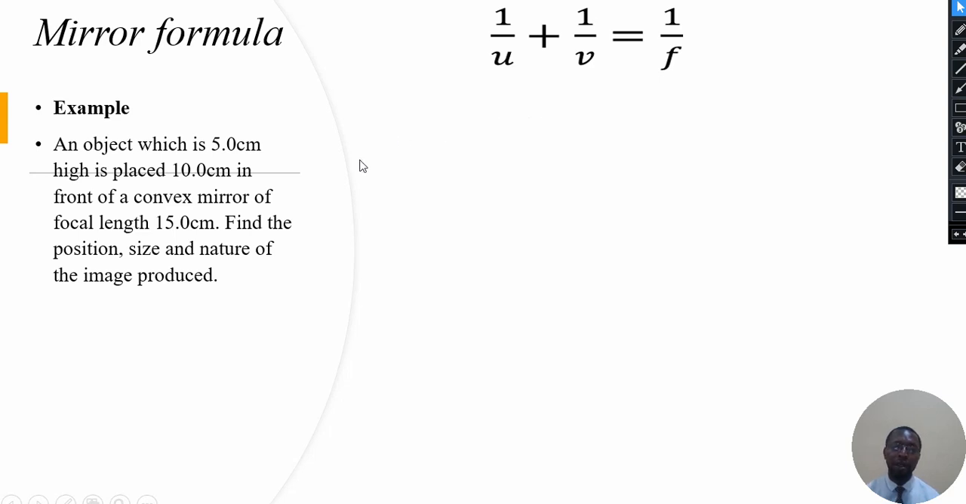Now let it be known to us that when it comes to a convex lens, the focal length of the convex lens is always a negative number. So we should know that. Now let's consider a question here.